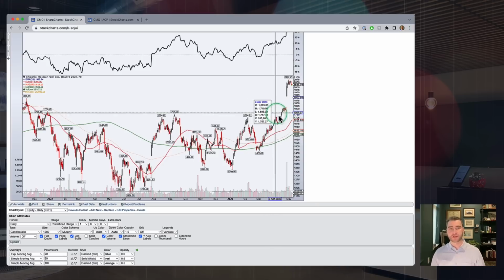Now I might want to set an alert at this level. Might be something that I annotate as well. But having that dashed line across the charts is my indicator of an ideal entry point here on Chipotle.